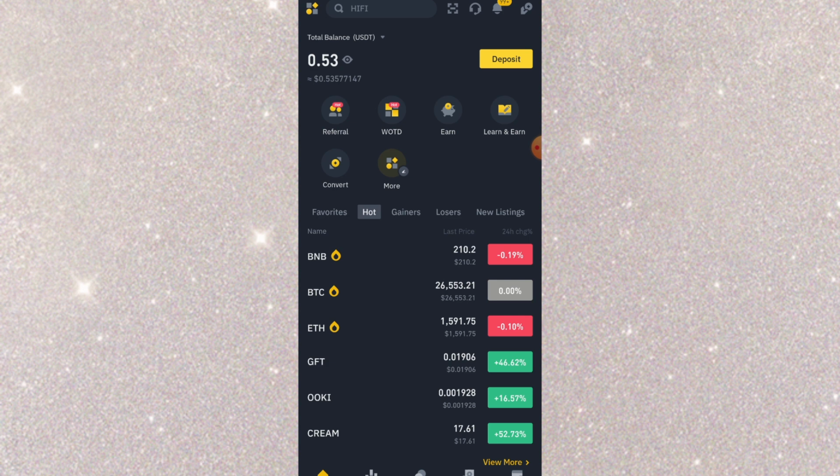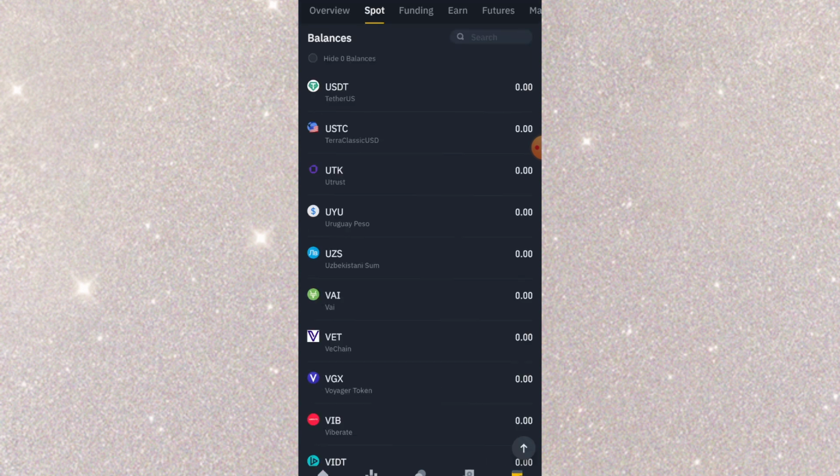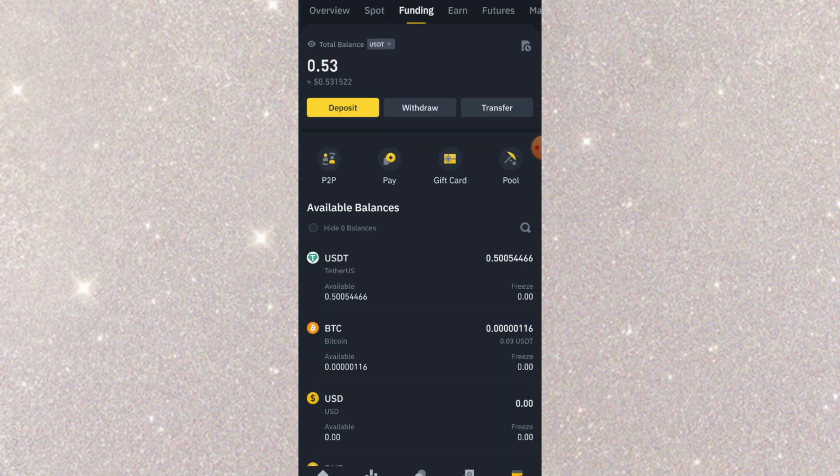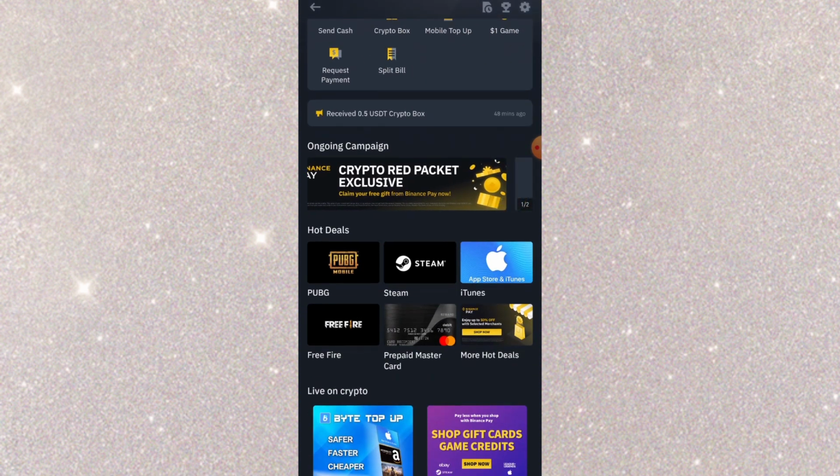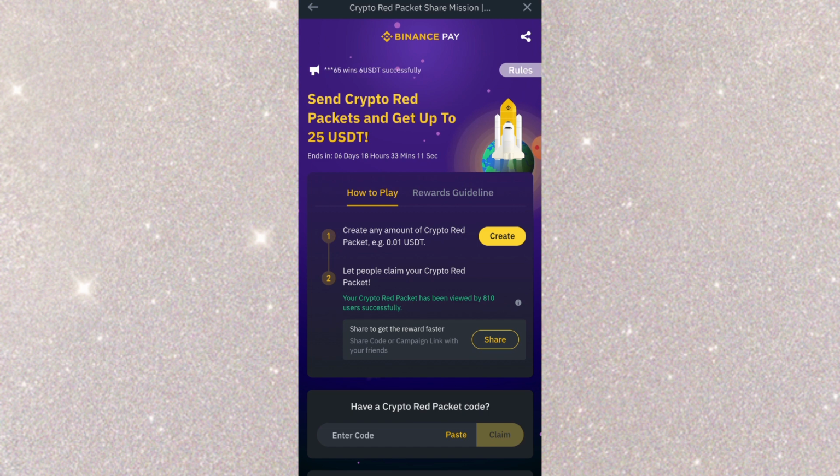So you go over to home, click on wallet, then go to funding. While on funding, you go to pay. While you go on pay, you wait for this to swipe from left to right. Once it's swiped, you go over to crypto red packet and claim free funds. Basically you are going to see different options to be able to get free money from Binance. And some of these crypto red packets are created by people, some are created by us. So all you have to do is access crypto red packet and get your money.